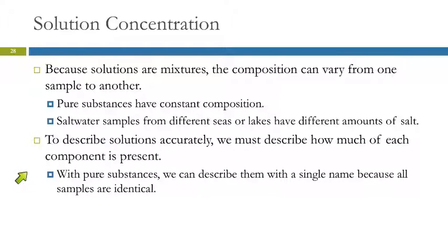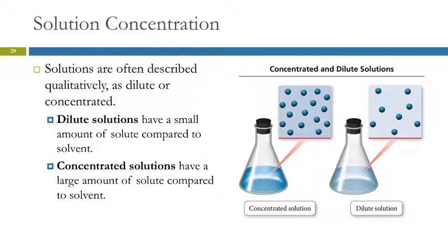So we need to indicate something about how much of each component is present when we describe solutions accurately. And we often call this a concentration. We don't need this with pure substances because we just use their chemical name and that gives us all the information we need. But if I tell you, oh, this is a glass of salt water, that tells you nothing about how much salt is in a given amount of water. So we need to have concentration units.